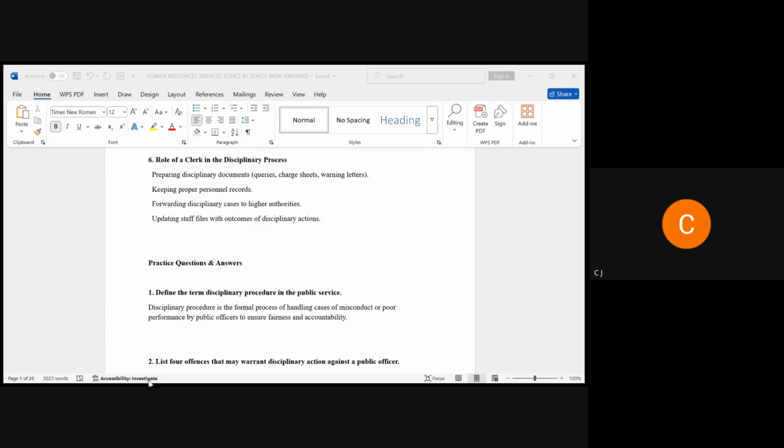The first one is absenteeism. Absenteeism is... They are asking for offenses. You have bribery and corruption. Bribery and corruption is also offense that can warrant disciplinary action.